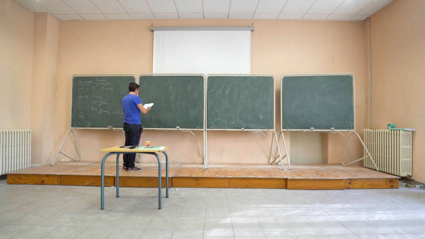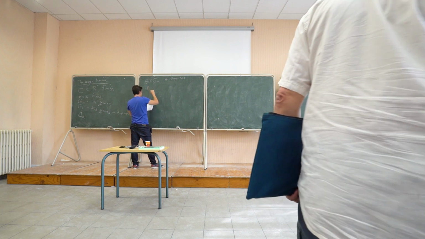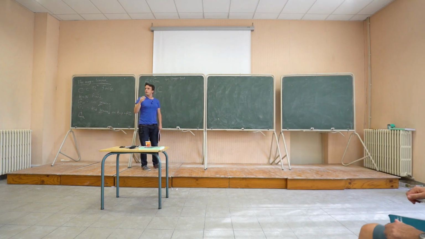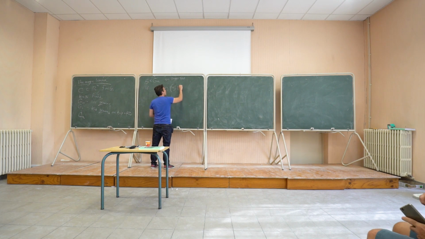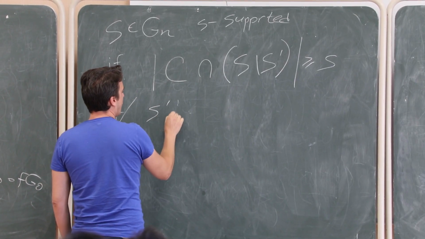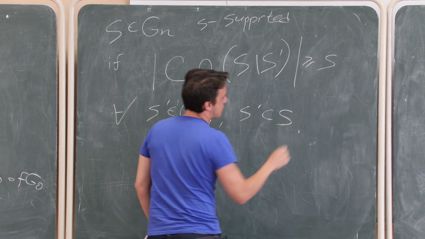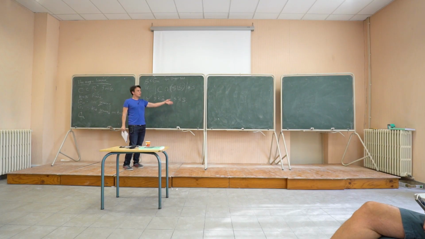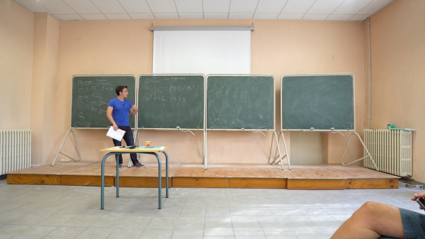Right, and we called a square S belonging to Gn, some square S, supported, if the cardinality, the number of points inside that square, once we remove any of its subsquares, is at least S, for any S prime belonging to Gn minus 1, and S prime is a subset of S. If we don't require that this is a subset of S, I can erase that, because if it's not, then obviously you're not removing any points when you're taking S prime, right?